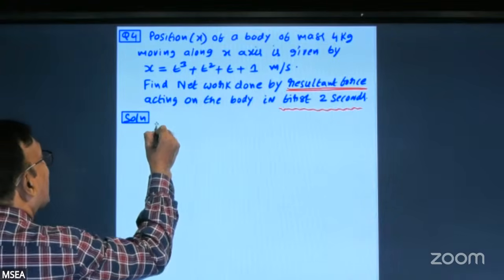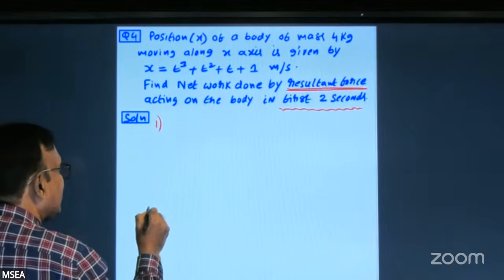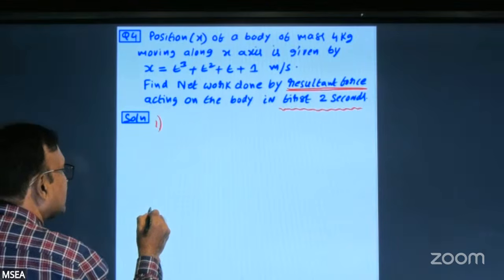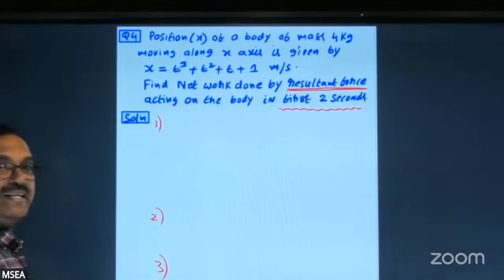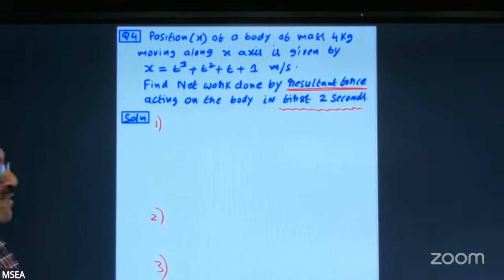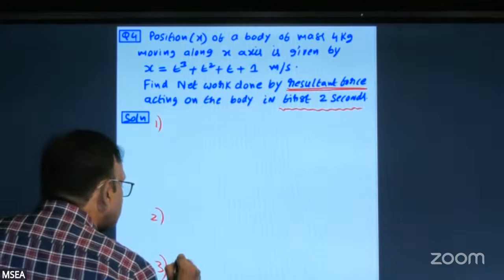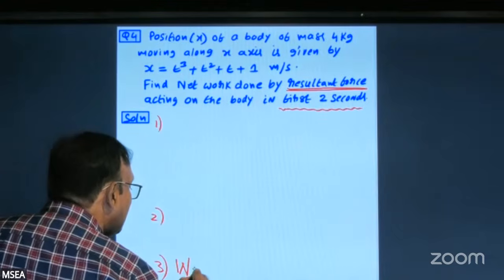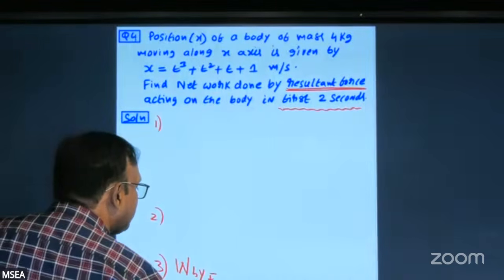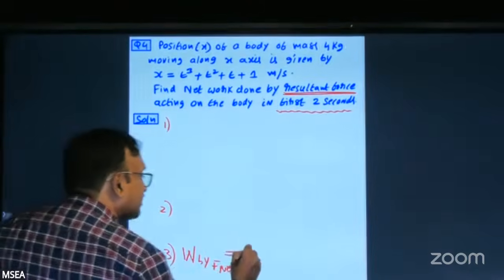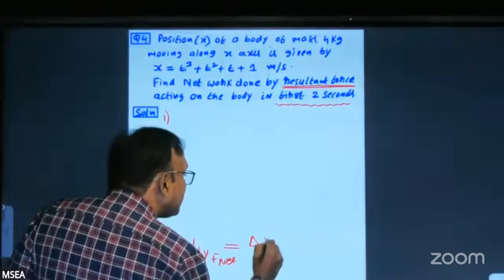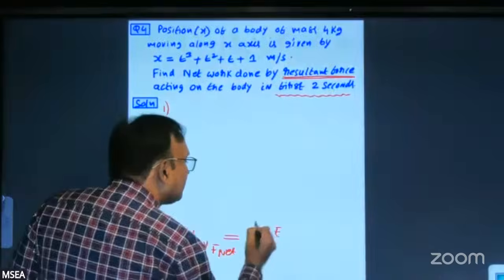What is the basic idea here? Once again, it is a simple 3 steps question. I am writing the 3rd step first. I want to know what is the work done by the net force, the resultant force. The work done by the resultant force or net force is nothing but the change in kinetic energy of the body. That is the work energy theorem.